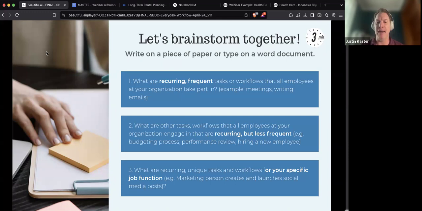So I'll give you a minute for that. And we're just getting started here. We don't expect you to come up with everything, but just want to give you a framing for how to navigate this process of identifying workflows and tasks that are good candidates for generative AI integration. So we'll give you another 30 seconds.